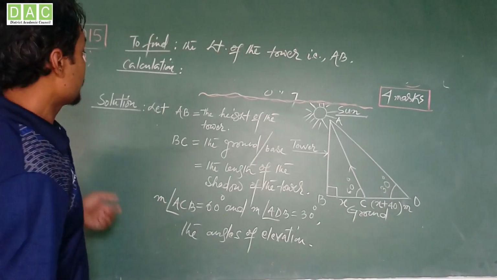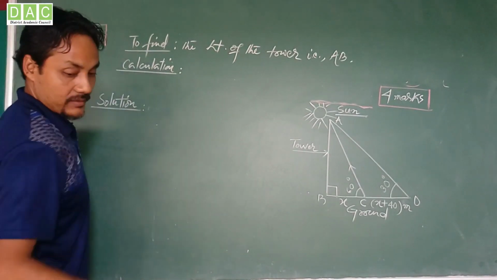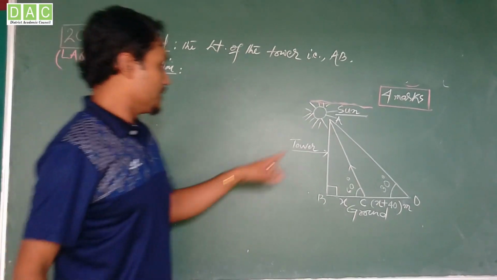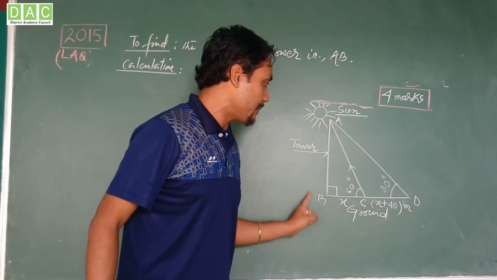Okay. Calculation part. What is in the calculation part? You see that again we go to the figure. This is a right angle triangle ABC. Another right angle triangle is ABD.